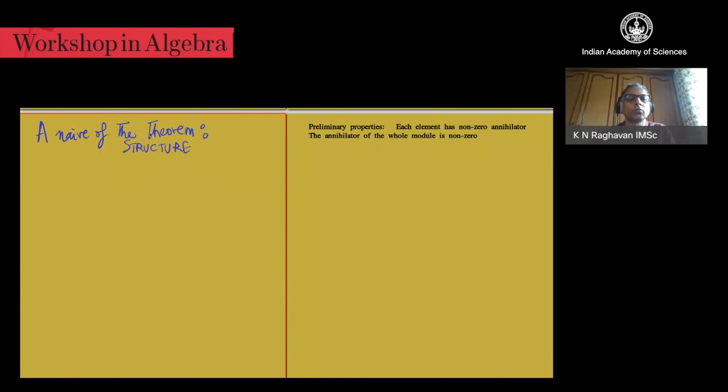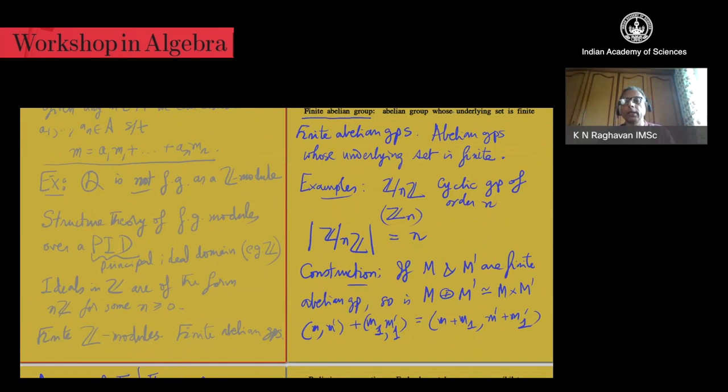Okay. A naive version of the structure theorem, you can state informally as follows. Cyclic groups, along with this construction, give you all groups. So let me state it like that. This is a typical thing in mathematics. That is, you have some examples and you create new examples by combining the known examples in this known way.